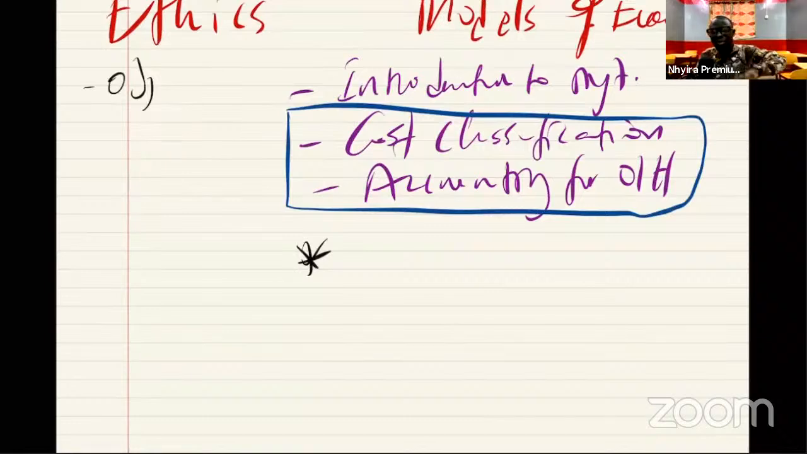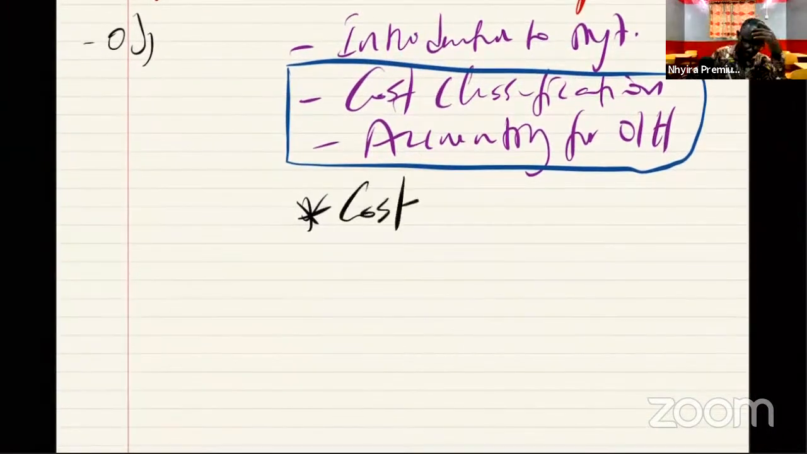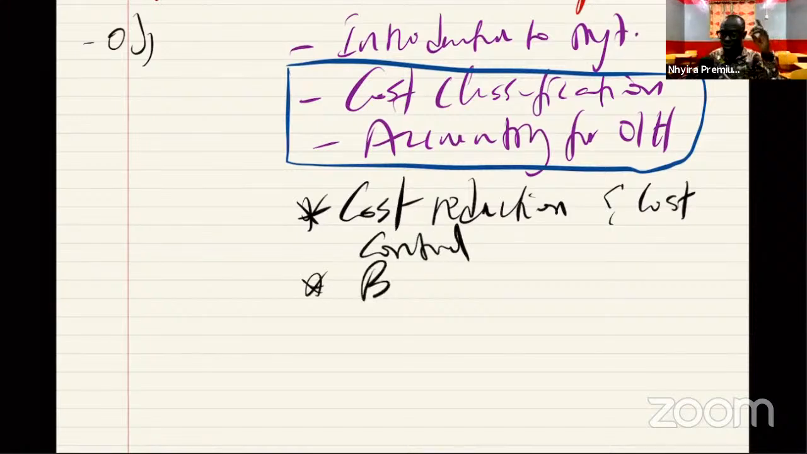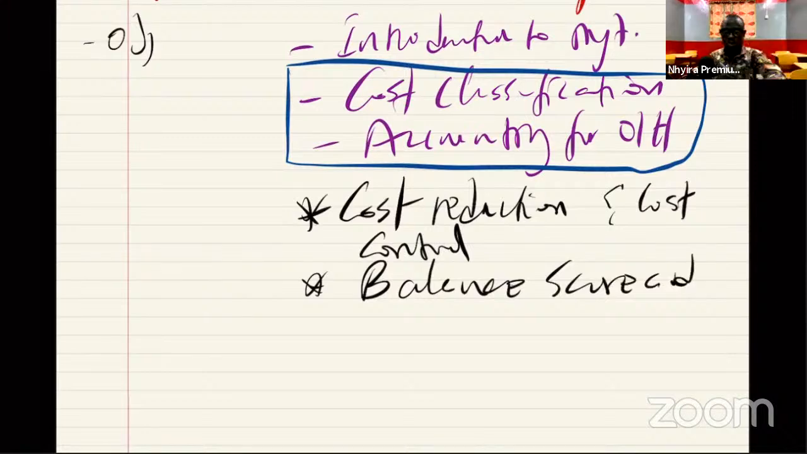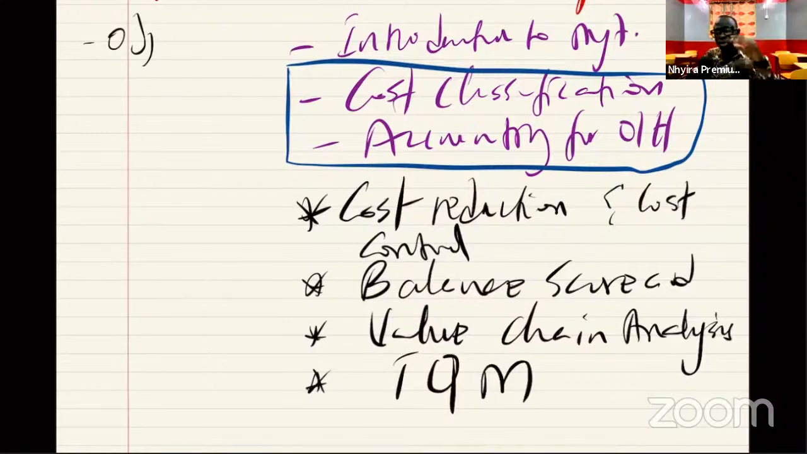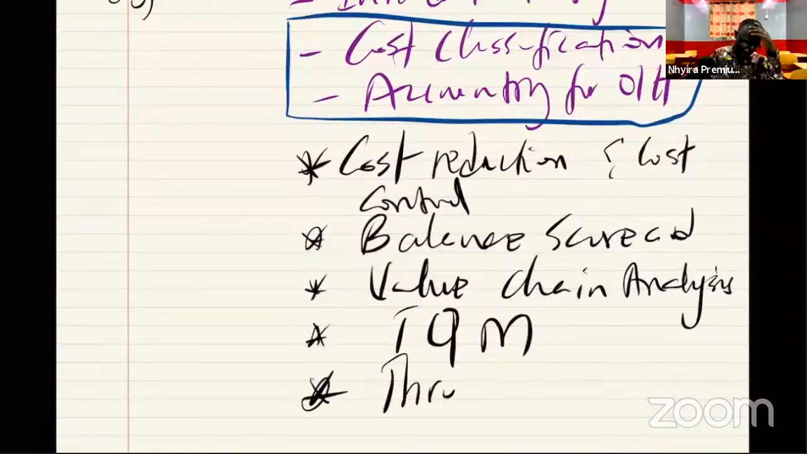Now, when it comes to the models of evaluation, there are a lot of concepts that we need to look at here. The first one that I want to bring to your attention is the difference between cost reduction and cost control. Cost reduction and cost control. It's something that is critical. Another module that is critical here, sorry, is the balanced scorecard. Also critical because it plays a key role in your studies in management accounting. Then Michael Porter's value chain analysis. Another key issue you need to talk about. The concept of TQM, that is total quality management. Then definitely you will talk about throughput accounting.